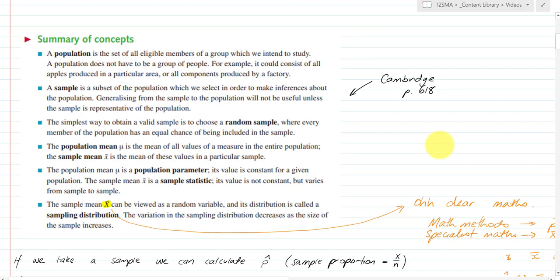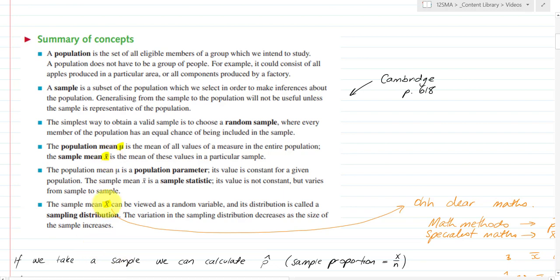Population mean is mu, and these will be important, whereas a sample mean is called x bar in this case. I'm going to reference the work that we've done with methods and try and explain the difference between the sample mean that we'll be using in Specialist Mathematics and p hat, the sample proportion that we use in Methods. I'll do that in a second.